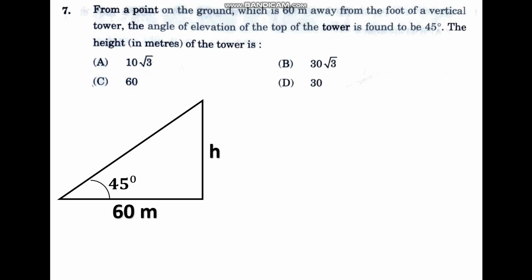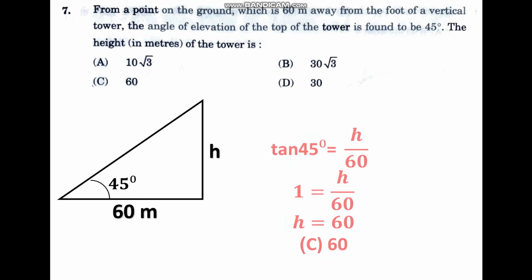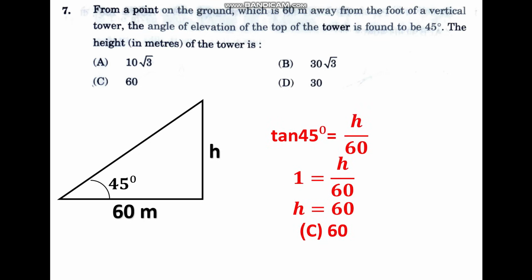We know that in the table of tan we are getting perpendicular by base, so we can go ahead with tan 45 degree, that is perpendicular by base, that is h by 60, and tan 45 is 1, and when we are cross multiplying we are getting the height of the tower as 60 meter. So correct option is option number C, 60.